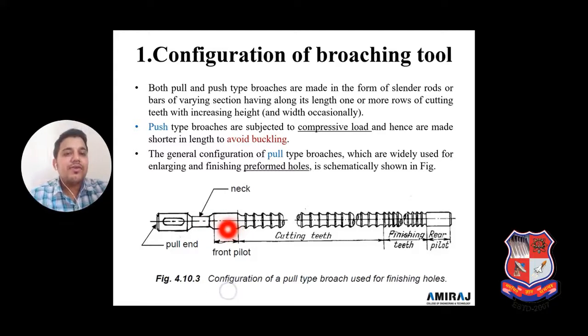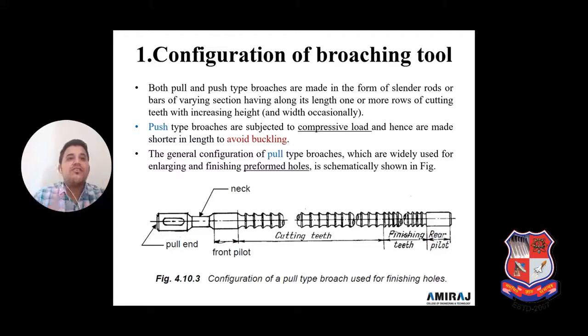Then the front pilot. The front pilot provides support to the hole. So whatever the minimum hole diameter is, that is the maximum diameter of the front pilot. Then we utilize a number of teeth. Have you observed that for the first cutting teeth the distance between two teeth is very large, and for the finishing teeth the distance between two teeth is very small. So in the previous stages we provide maximum pitch and then less pitch between the teeth. Then the rear pilot is used to guide the tool in the hole.